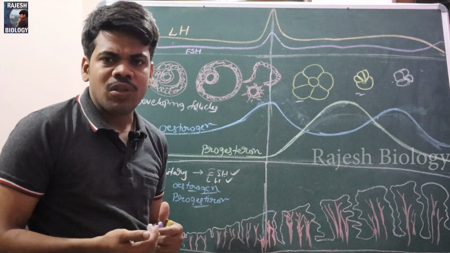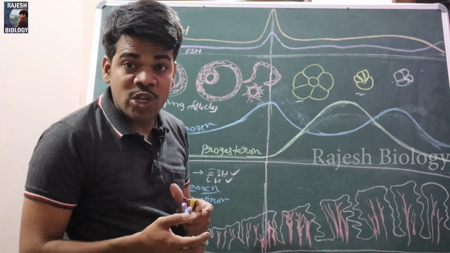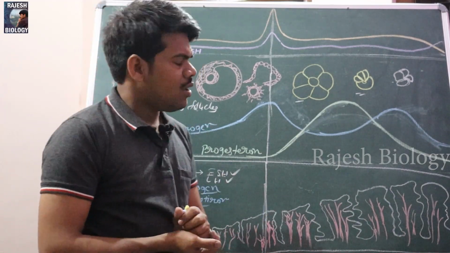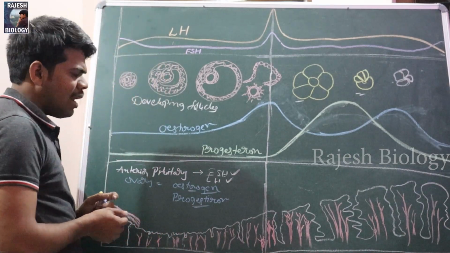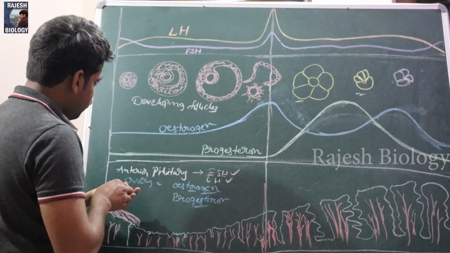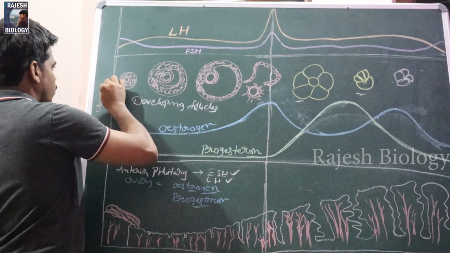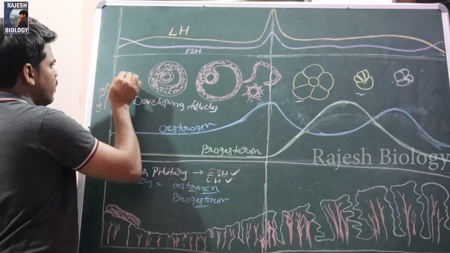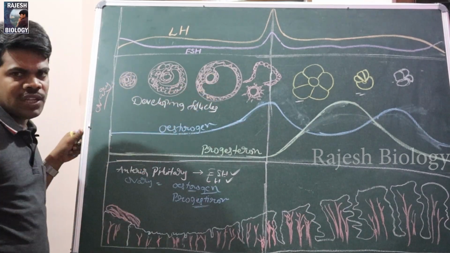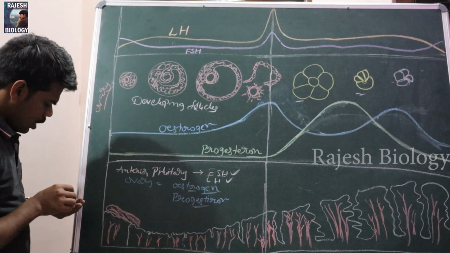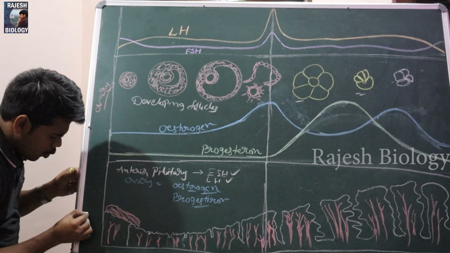Next, come to the organs where these menstrual changes occur. The menstrual changes occur mainly in two organs. One is the ovary, where changes occur within the ovary, and another organ is the endometrium.